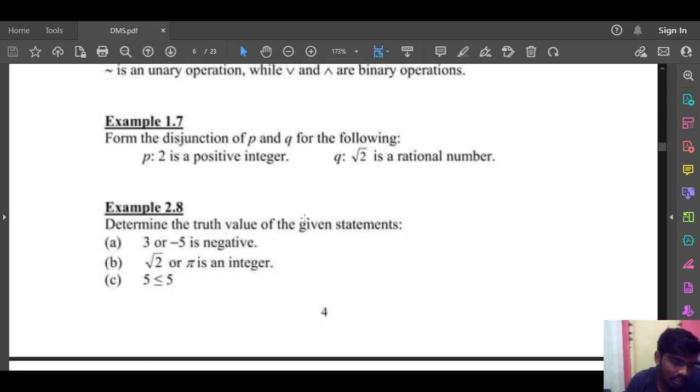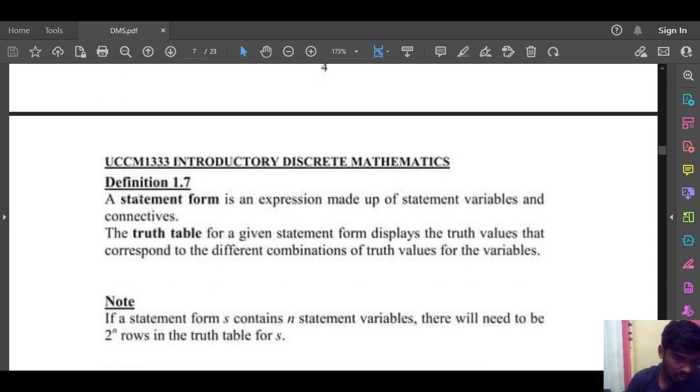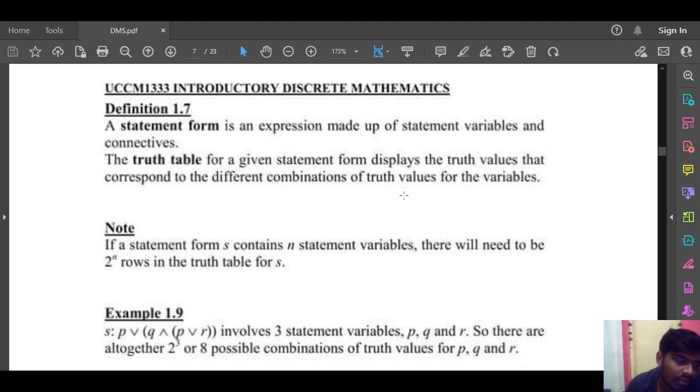And here are some examples where you can see this by drawing the two truth tables. A statement form is an expression made up of statement variables and connectives. The truth table for the given statement form displays the truth values that correspond to the different combinations of truth values of the variables.